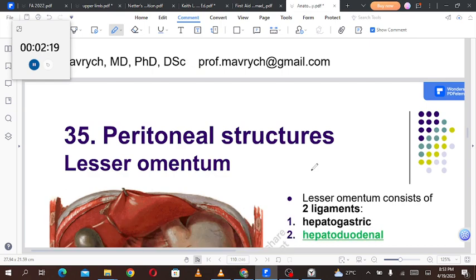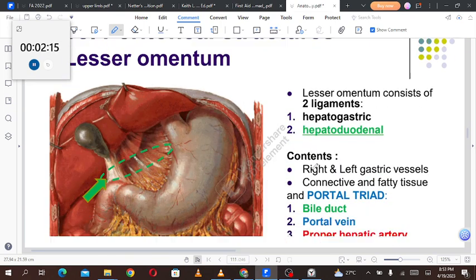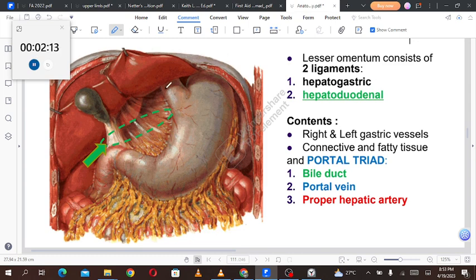Then moving forward to point number 35, that is about the peritoneal structures. Number one is the lesser omentum. The lesser omentum is going to attach to the lesser curvature of the stomach. The lesser omentum consists of two ligaments, that is the hepatogastric ligament and the hepatoduodenal ligament.